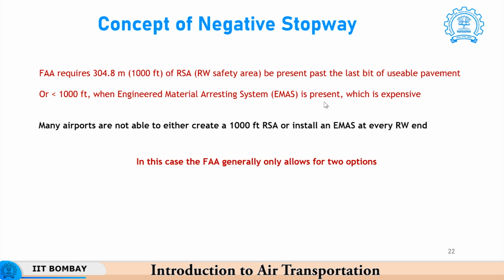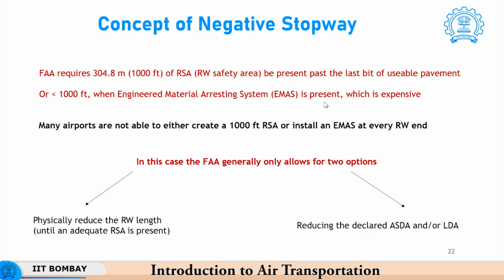In these cases, the FAA allows pilots one of the following two options. One is you physically reduce the runway length that is available until an adequate runway safety area is present. So, what you do is you sacrifice a part of your runway length to meet the requirements of the runway safety zone. So, you can say that some part of the runway is not available to you because it has gone to create a safety zone. The other option is that you reduce the declared ASDA and or LDA. You do not allow the pilots to use the entire runway.